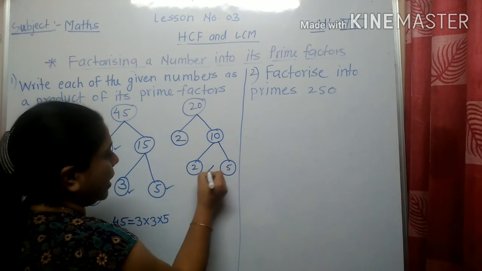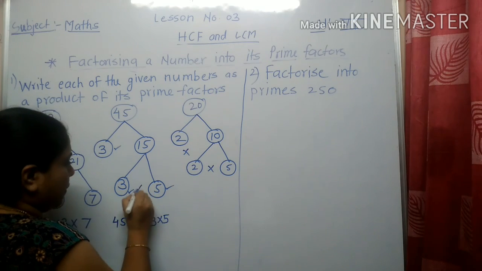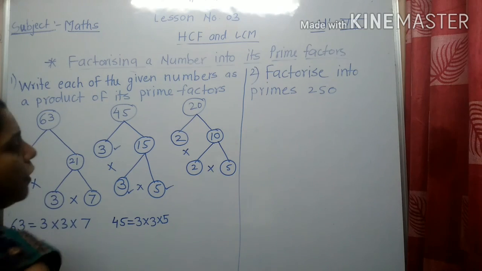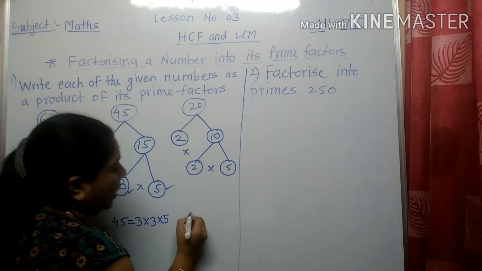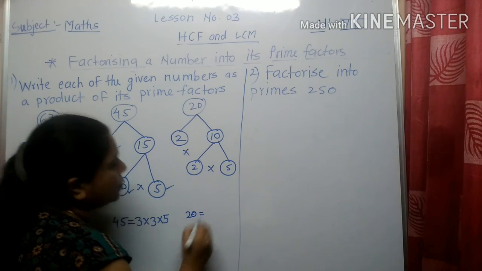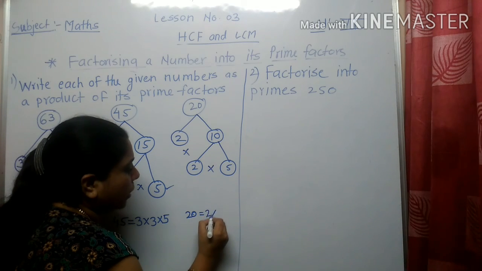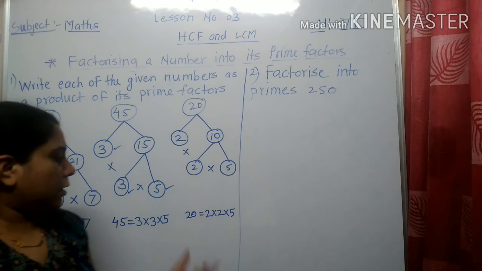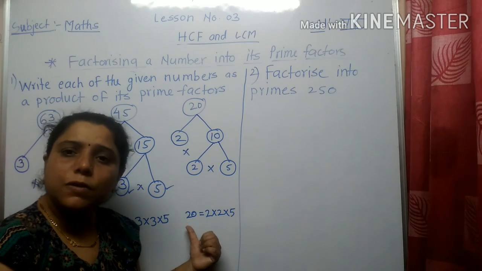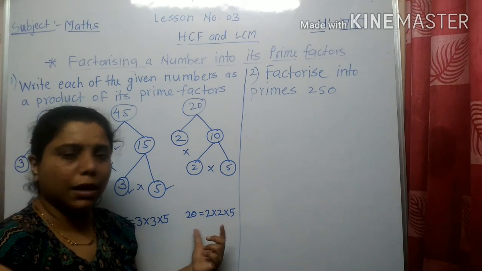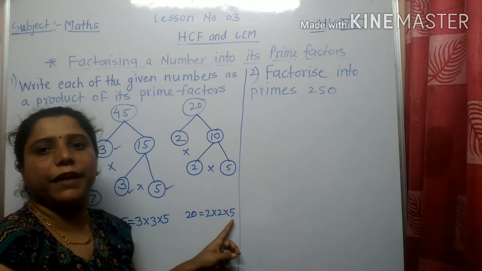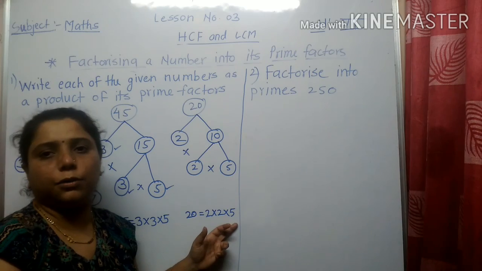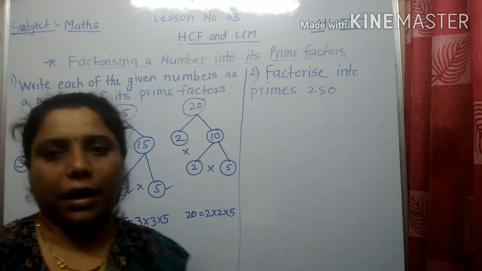So here you have to take the product this way. In your textbook, the sign is given as a product. So 20, how to write 20? 20 should be 2 into 2 into 5. Again, here 20 is a composite number. That composite number is a product of its prime factors. Now in this one, the 2 and 5 are the prime factors.